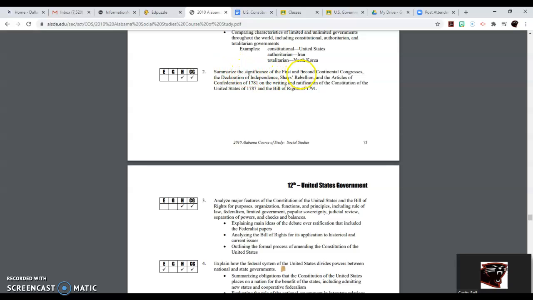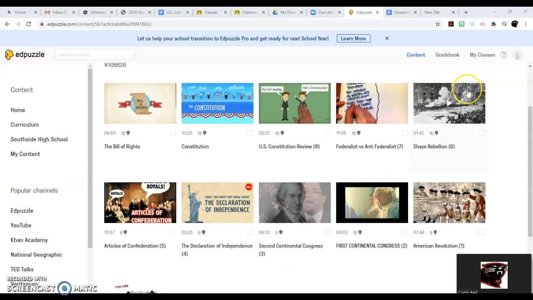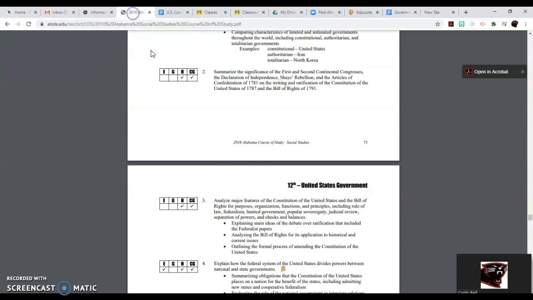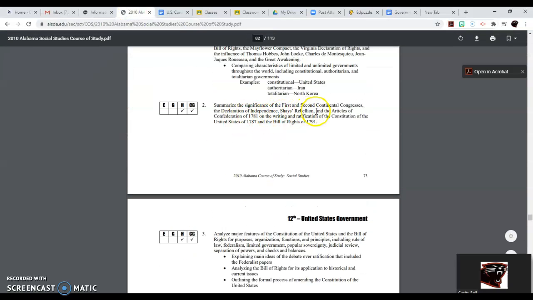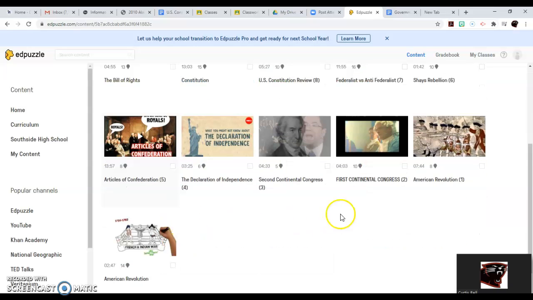Summarize the significance of the First and Second Continental Congresses, the Declaration of Independence, Shays' Rebellion, and the Articles of Confederation, and the United States Constitution, which includes the Bill of Rights. So when we discuss the second standard, as I just showed you, First, Second Continental Congress, Declaration of Independence, Shays' Rebellion, and the like, if you look in Edpuzzle, you will see those titles in there.